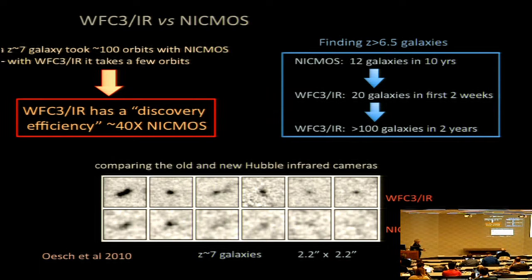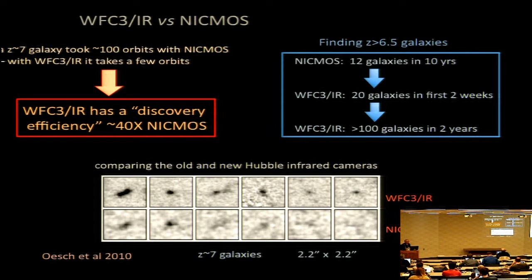And just in finding z of 6.5 galaxies and greater, NICMOS managed to find 12 in 10 years, 20 in the first 2 weeks, and then over 100 galaxies in 2 years. So these gains of an order of magnitude or more just lead to astonishing new results.